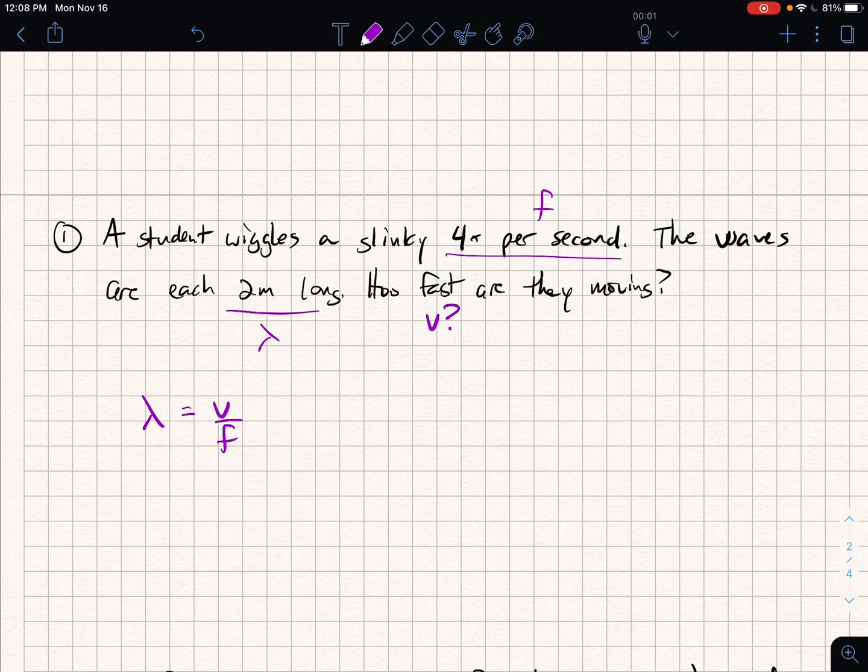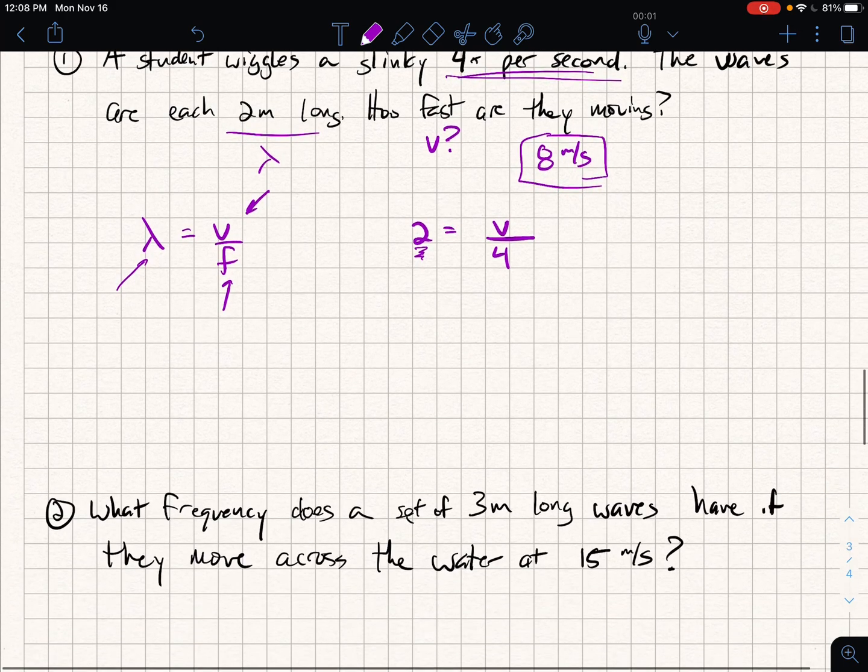In this case, I have a wavelength of 2 equal to my unknown velocity over a frequency of 4. In other words, what do I divide by 4 to get 2? The answer, of course, is 8 meters per second. 8 is the only number you can divide by 4 and have it equal 2. So we're able to solve not just for lambda but for any of these. That's the nice thing about a 3-variable equation: you can solve for the third one if you know any of the other two.